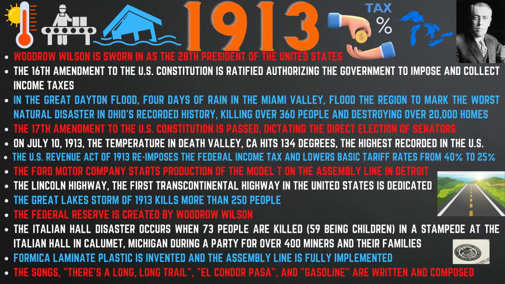The 17th Amendment to the U.S. Constitution is passed, dictating the direct election of senators. On July 10, 1913, the temperature in Death Valley, California hits 134 degrees, the highest recorded in the U.S. The U.S. Revenue Act of 1913 reimposes the federal income tax and lowers basic tariff rates from 40% to 25%.